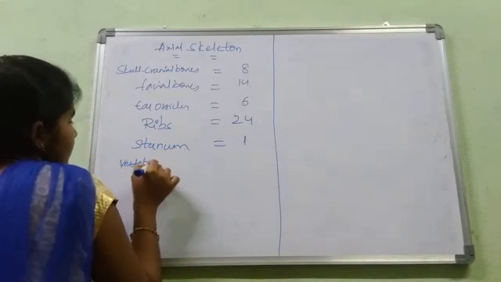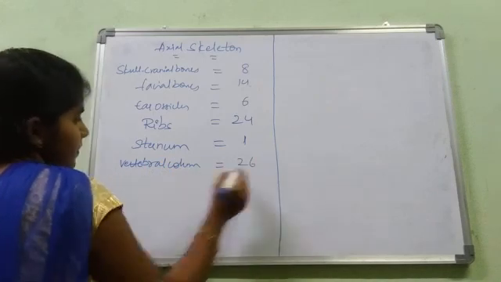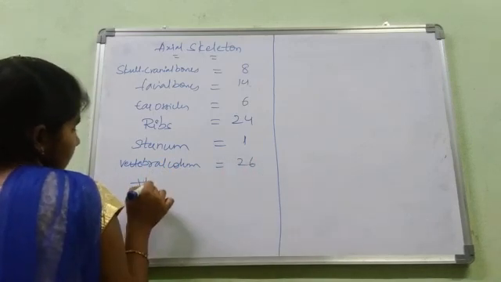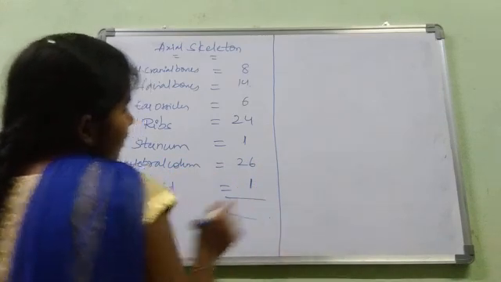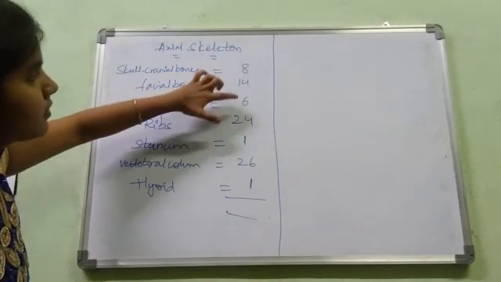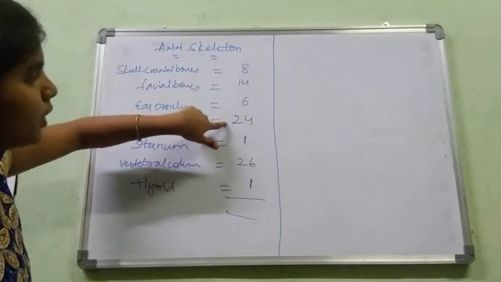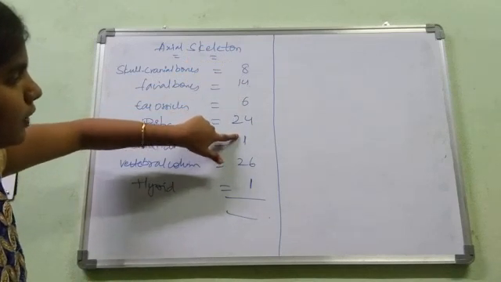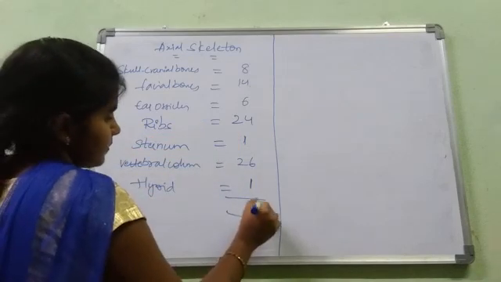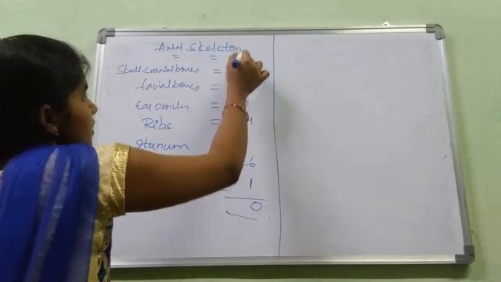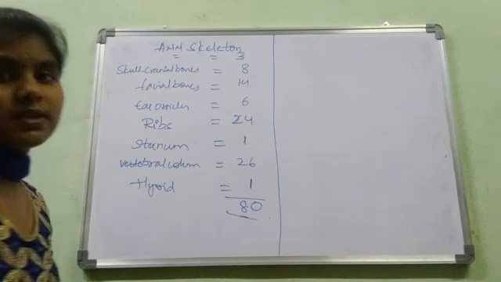Vertebral column 26 and hyoid bone 1 in number. Count: 8, 8 and 4 is 12, 12 and 6 is 18, 18 and 4 is 22, 22 and 1 is 23, 23 and 6 is 29 and 1 is 30. Then 30 and 50 make 80 bones. Note down this, friends.